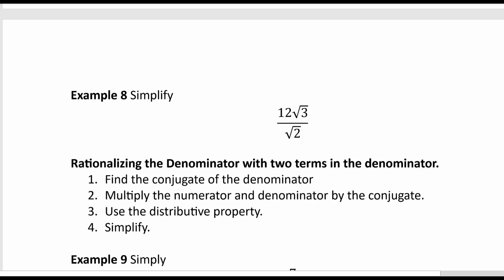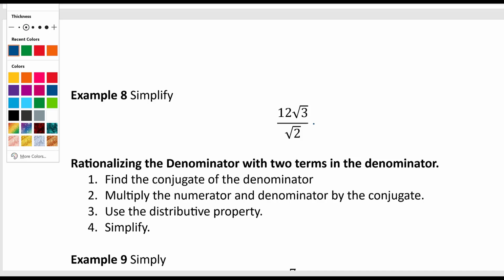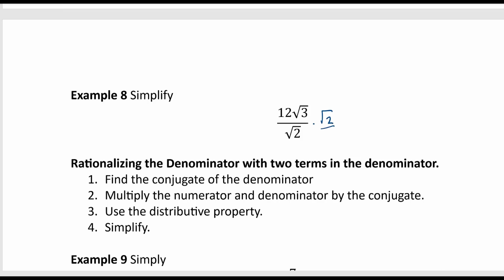So in this case, we have a single term, the square root of 2. So what we would do is multiply this by square root of 2 over square root of 2. So we're multiplying by 1, so we're not changing the value. And that's going to give us 12 times the square root of 3 times 2 over 2, because square root of 2 times square root of 2 is 2.